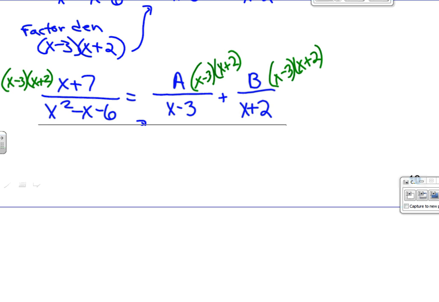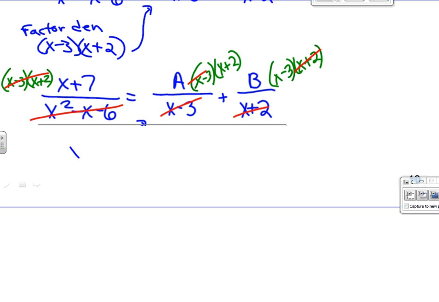And since these are linear factors, I could just use A and B. If they're quadratic, I have to do more. So now I'm going to cancel. I know those are identical from my above factoring. I'm going to cancel my x minus 3's there and my x plus 2's there. And then I get a very nice little equation.